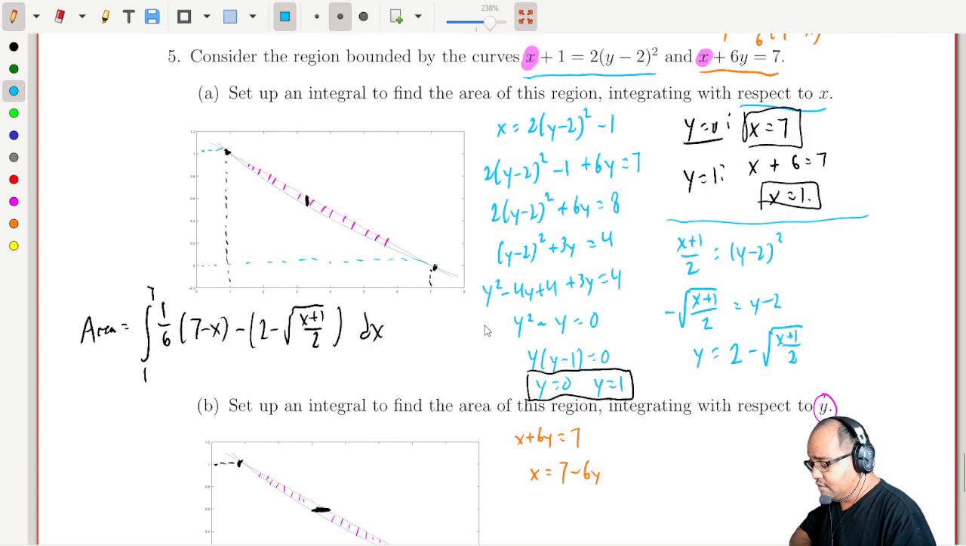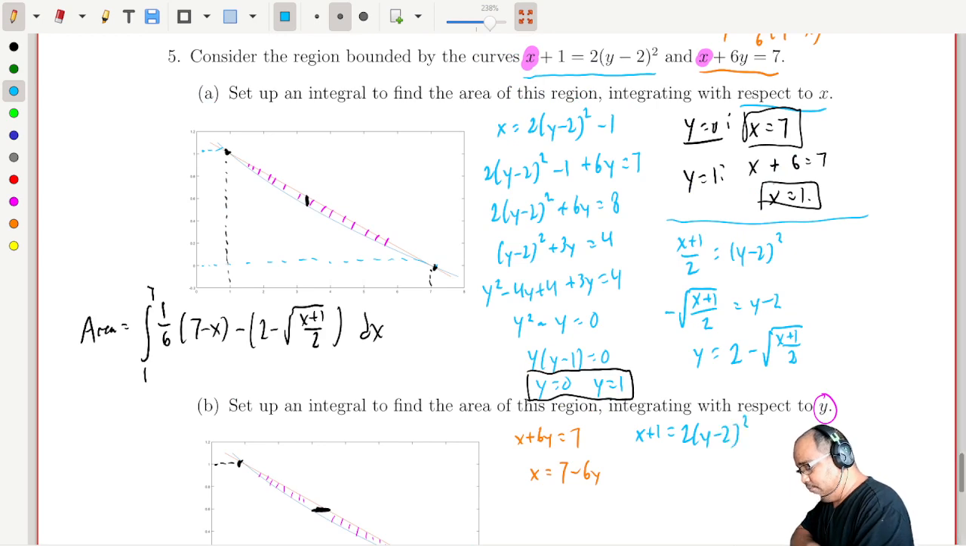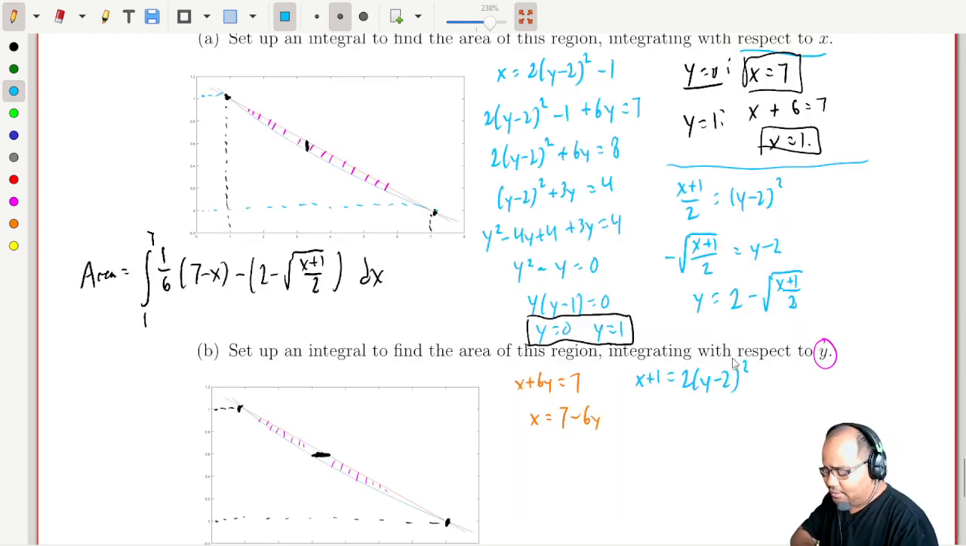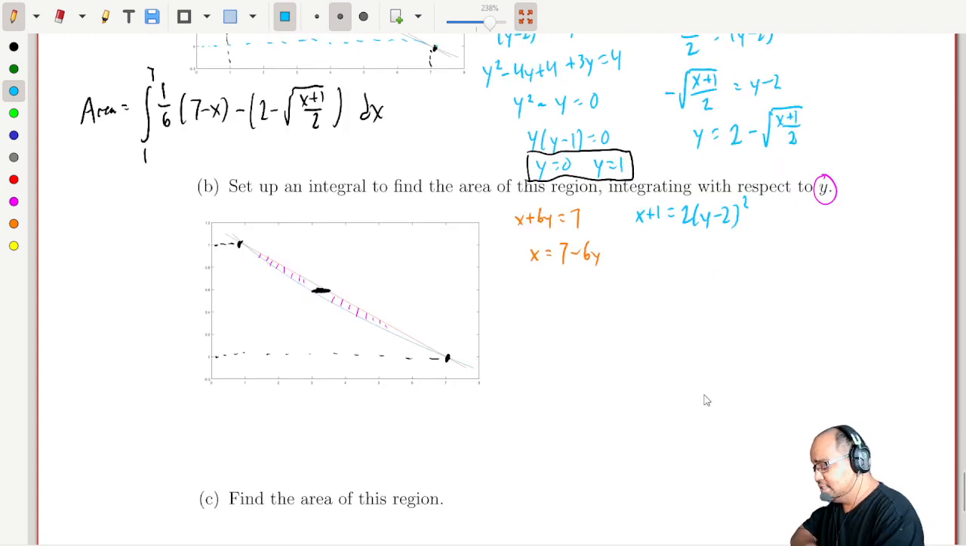But for the parabola, it's a little bit of work. Let's copy down what we have there: x plus 1 equals 2 times y minus 2 squared. Well, this one's actually not too bad. To get x equals a function of y, just subtract 1 over. x equals 2 times y minus 2 squared minus 1.